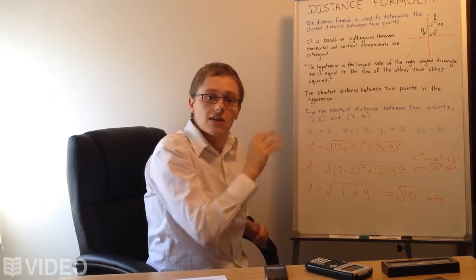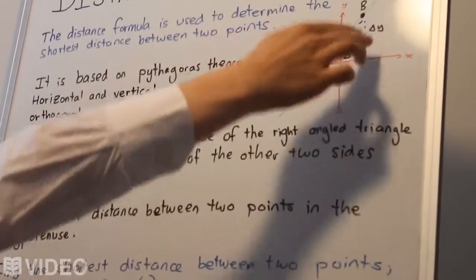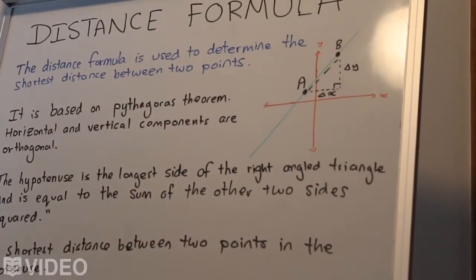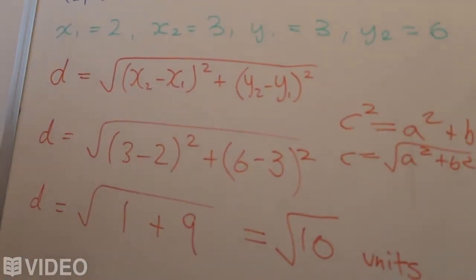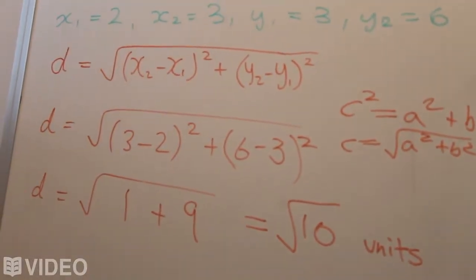It's just that logic being applied. This is one side, and this is the other side. And it's just a matter of identifying which number is which, and putting them in. So, let's have a look at the next line. 3 take 2 squared, plus 6 take 3 squared. And that's all under the square root sign there.